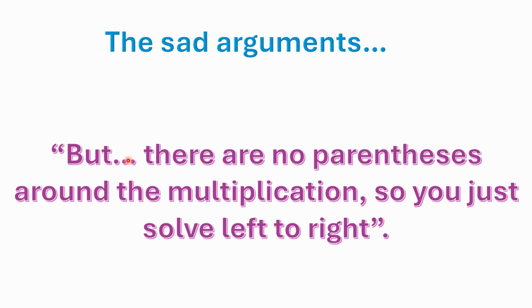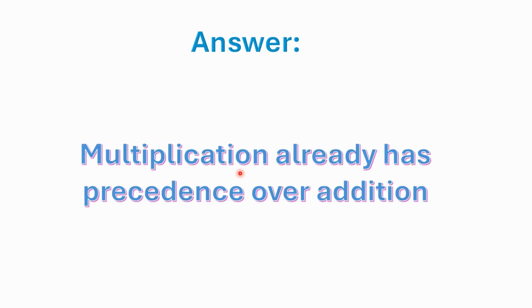But you'll see a lot of people argue though. They'll say things like, "Well, gee, there are no parentheses around the multiplication, so you just solve left to right." Again, I covered that earlier. That's where people mess up order of operations. They look at the very first thing and say, well, there's no parentheses or brackets, so you just go left to right. Well, that's never been true. Multiplication already has precedence over addition.